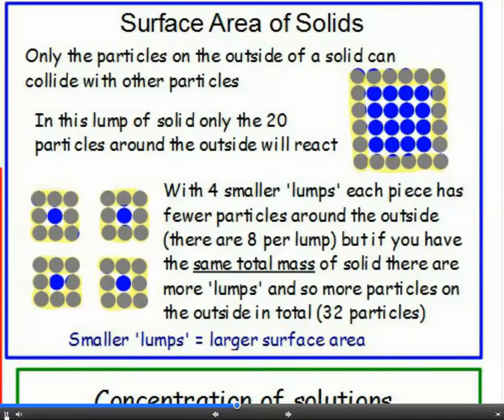Surface area only applies to solids, because when we have a solid, the only particles that can collide with something else are the ones on the surface. In my lump of 36 particles, only the 20 on the outside could react. Cutting the lump into 4 smaller pieces means that in total there are more particles on the outside. Now there are 32 particles on the outside. Remember, for a fair test, you can only change one variable. You must have exactly the same mass if you are going to see how the rate changes with different surface area.